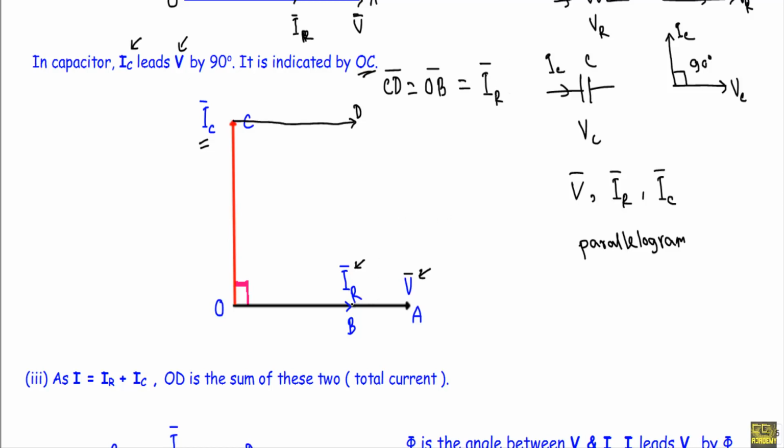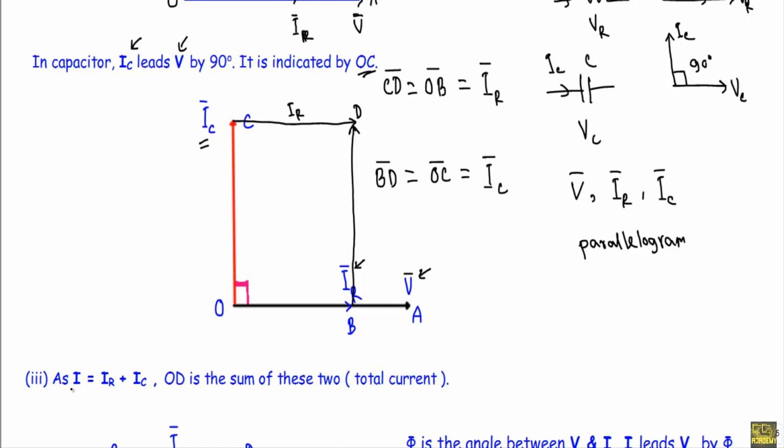I will draw another equal vector from this point, that is BD. We will draw BD such that BD is exactly equal to the vector OC. That means BD is equal to OC, equal to IC. Okay, so this will indicate IC and this will indicate IR.